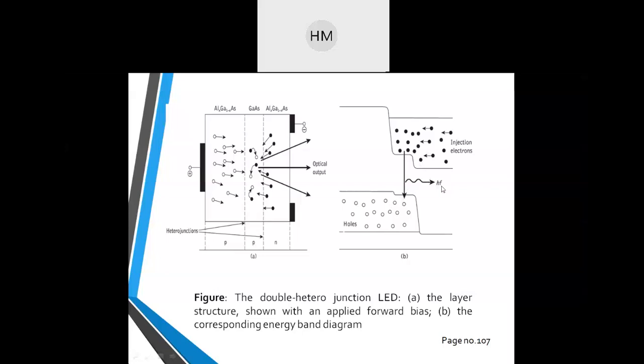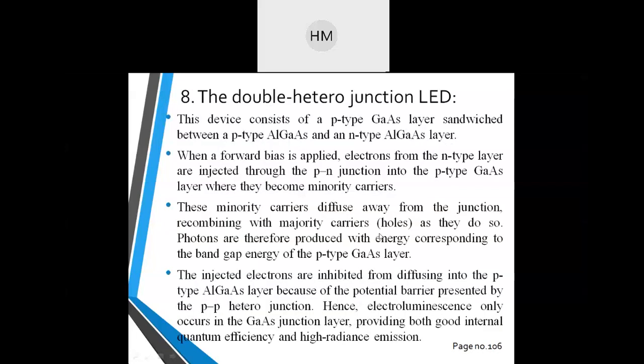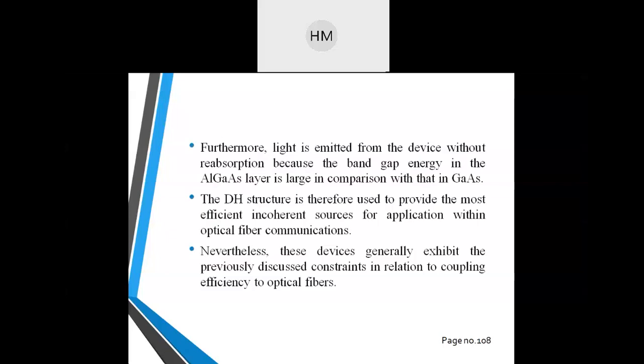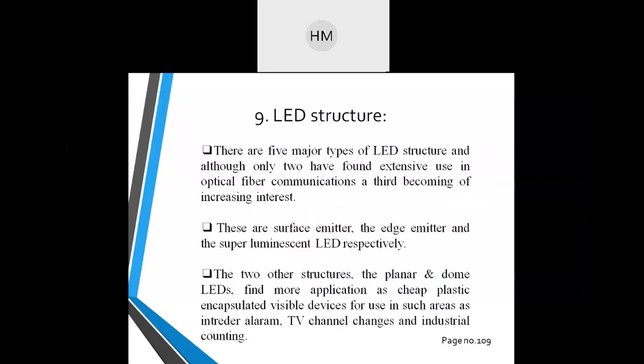So this is the DH structure. It provides the most efficient incoherent sources for application in fiber optic communications. So this is your basic DH LED. Generally this question is asked about LEDs or their efficiency. Then this is the explanation which I have explained to you.